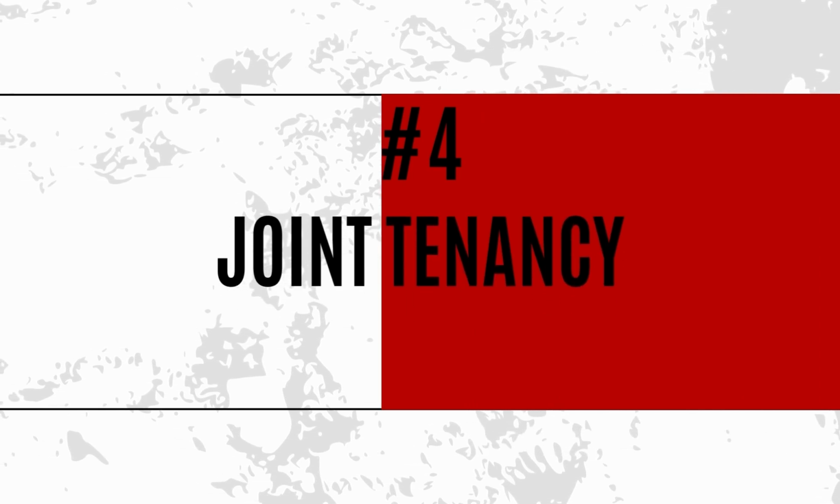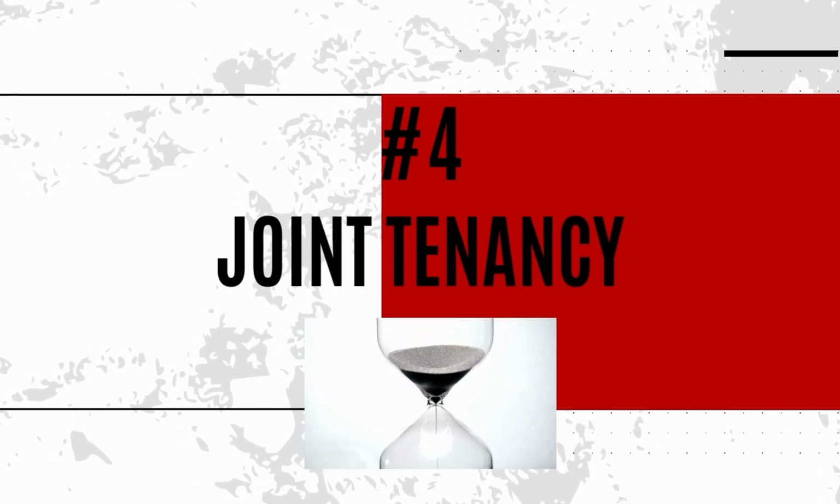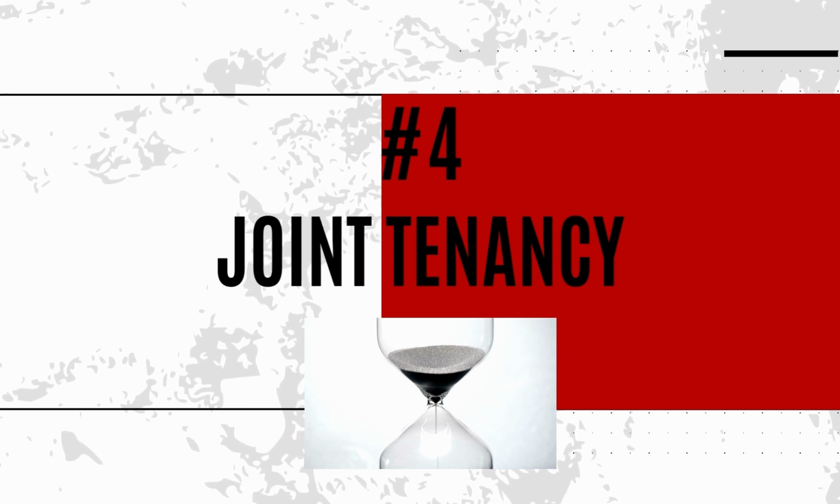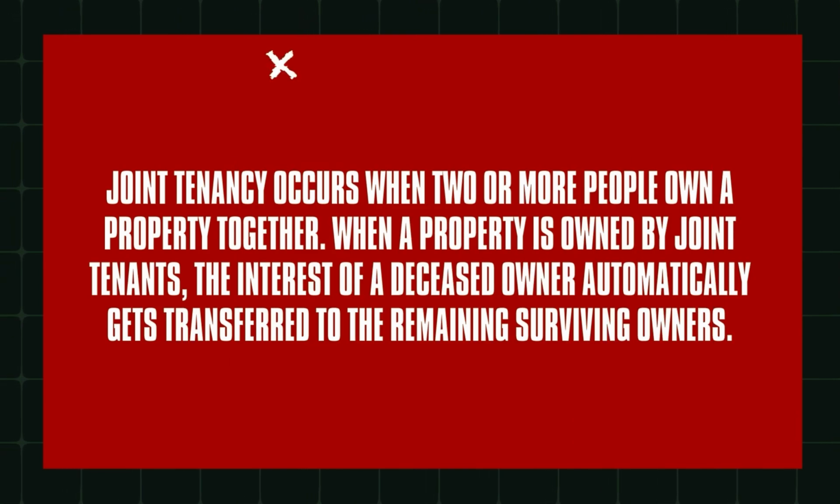Let's jump to the next one, joint tenancy. Take a crack at it. You've got this. Joint tenancy is when multiple people co-own a property. In this arrangement, if one owner passes away, their share of the property automatically transfers to the surviving co-owners. This ensures a smooth transition of ownership without the need for probate or other legal complications. In a nutshell, you should think of joint tenancy as a type of co-ownership.